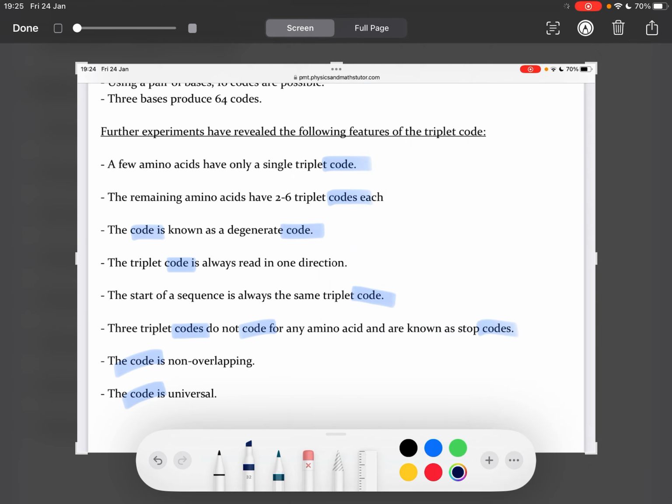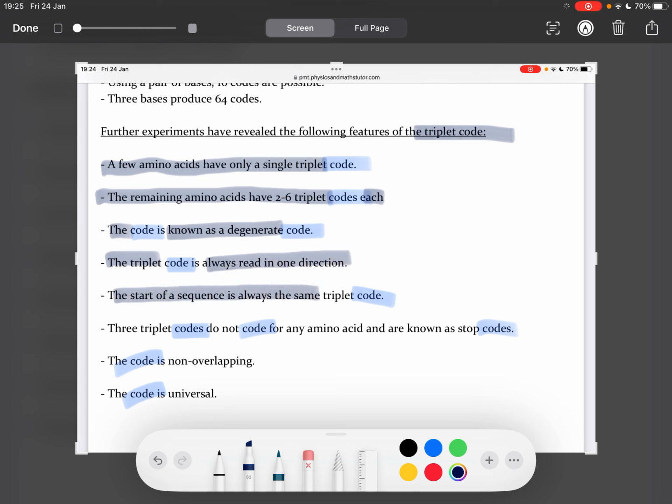So, the triplet code. First of all, a few amino acids have only a single triplet code. The remaining amino acids have 2 to 6 triplet codes each. The code is known as a degenerate code. The triplet code is always read in one direction. The start of a sequence is always the same triplet code. 3 triplet codes do not code for an amino acid and are known as stop codes. Remember, the code is non-overlapping. The code is universal. Great.